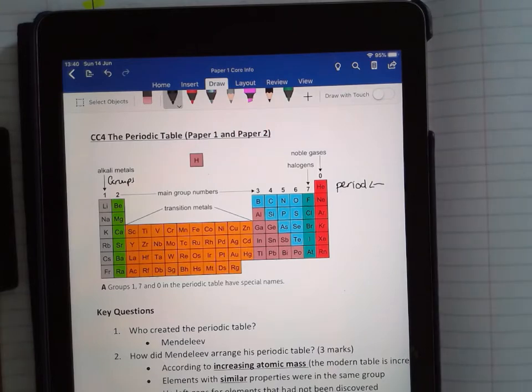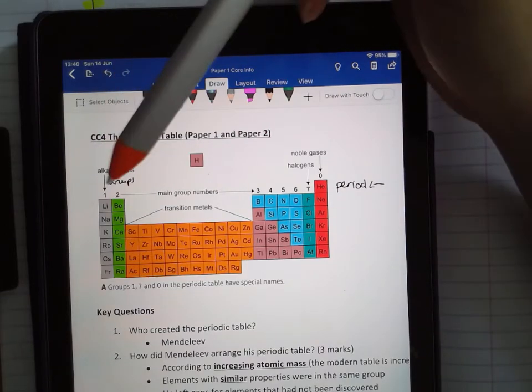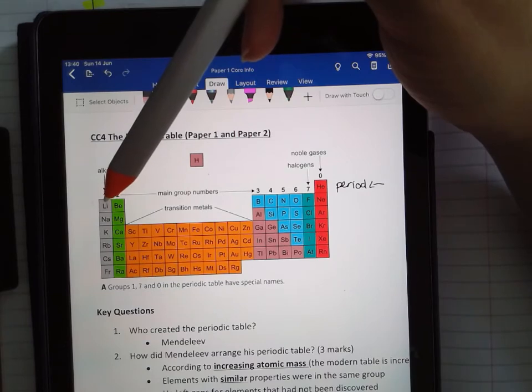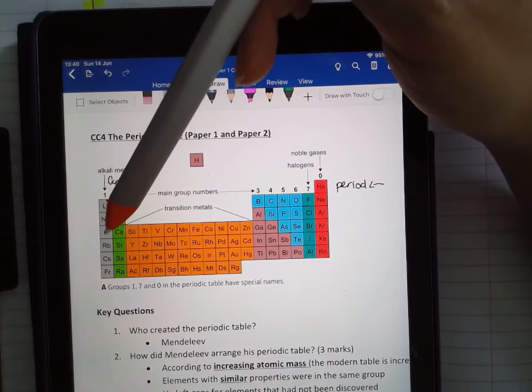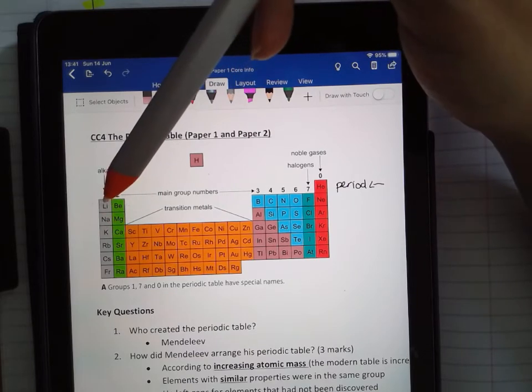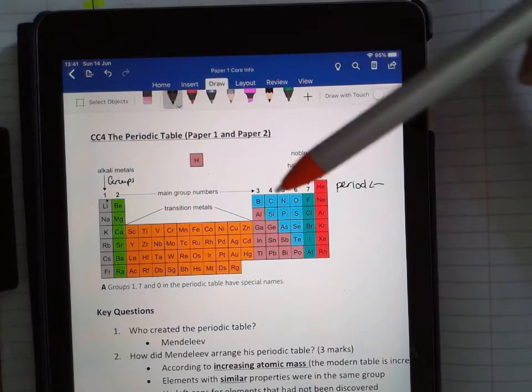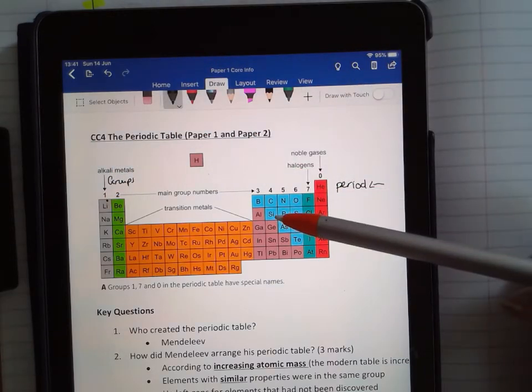If I said lithium is in group 1, give another element that's in the same group as lithium. Other elements in group 1 are sodium, potassium, rubidium, so any of those would be acceptable. If I said silicon is in group 4, give the name of another element in group 4.